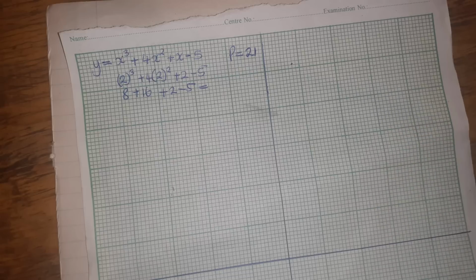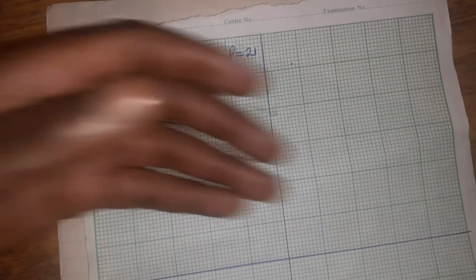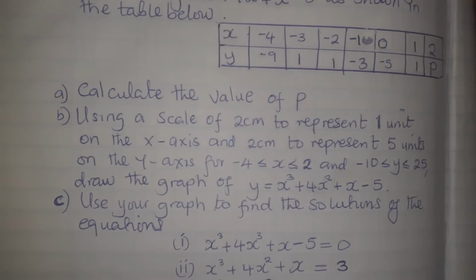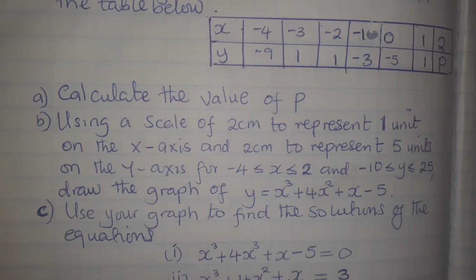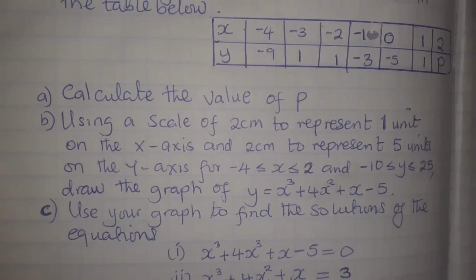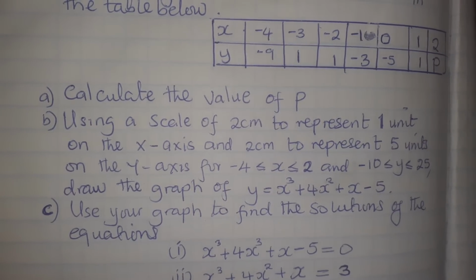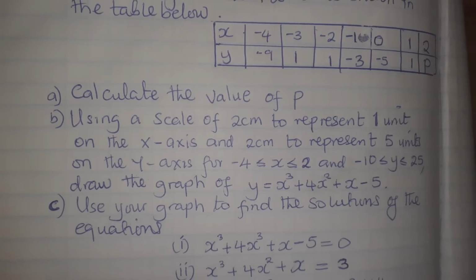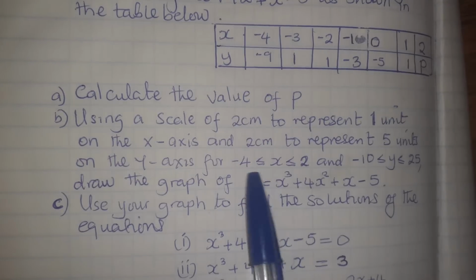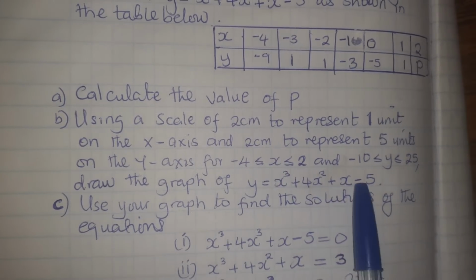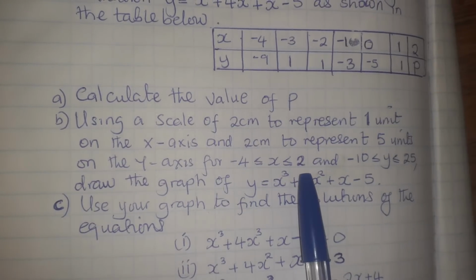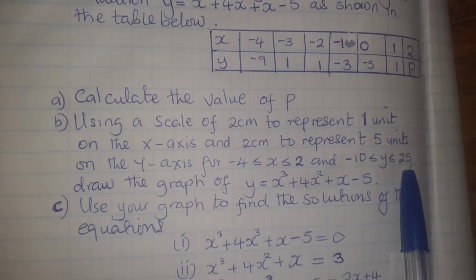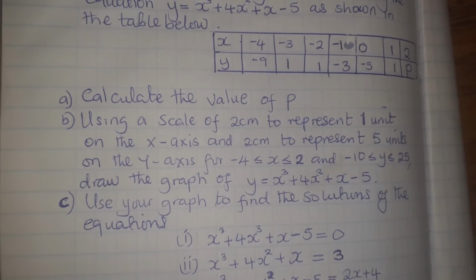After we have found the value of p, the next thing that we are supposed to do is using a scale of 2 centimeters to represent 1 unit on the x-axis and 2 centimeters to represent 5 units on the y-axis. For the x-axis, the range starts from -4 up to 2. For the y-axis, the range that has been given is from -10 up to 25.